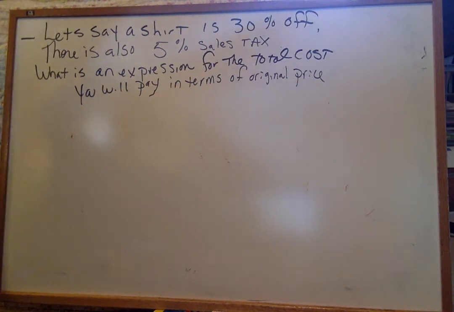Okay, so, well, let me read this to you, but then again tell you the motivation. Let's say a shirt is 30% off. There is also 5% sales tax. In real life, it might be 5.5. It also depends on what county you're in. Down in Charleston, South Carolina, I believe their sales tax is 9%. What is an expression for the total cost you will pay in terms of the original price?